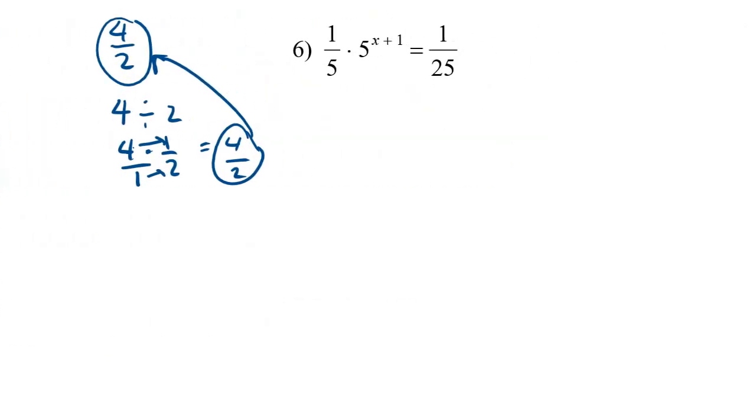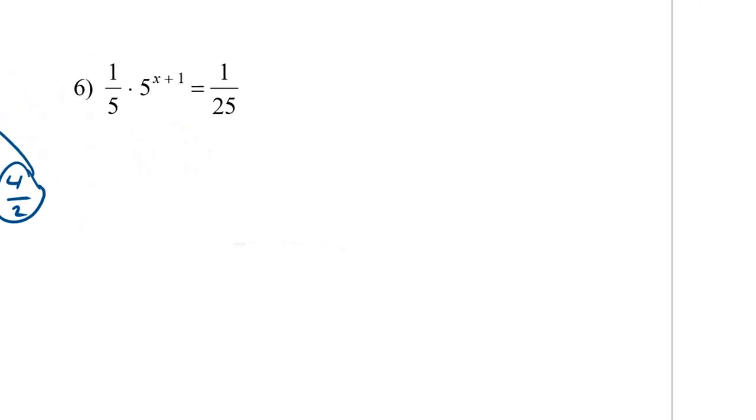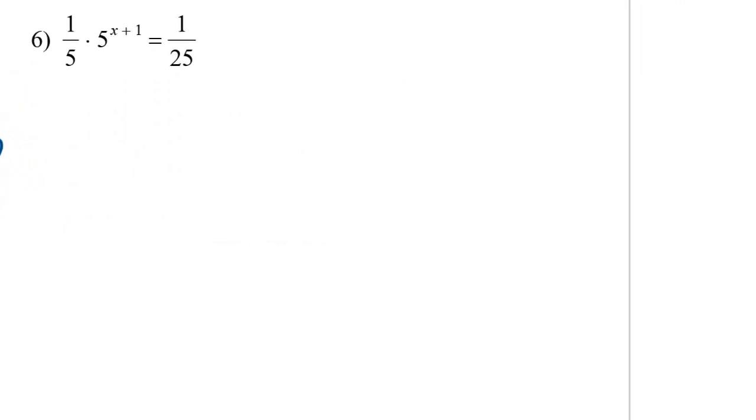Okay, similarly, look over here at number 6. I want to get rid of this 1/5. The opposite of that is to multiply by 5. Multiply by 5.